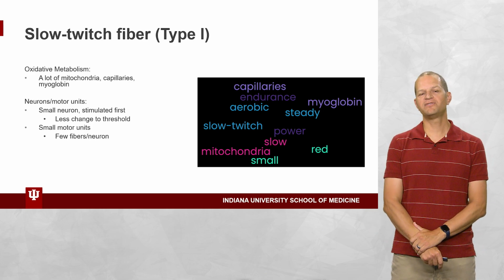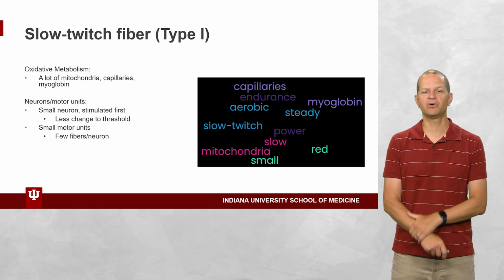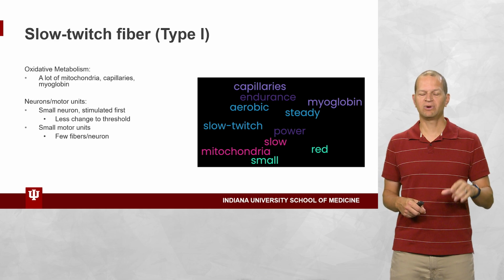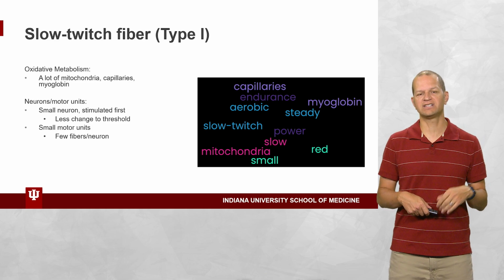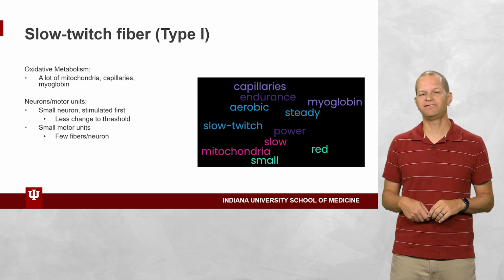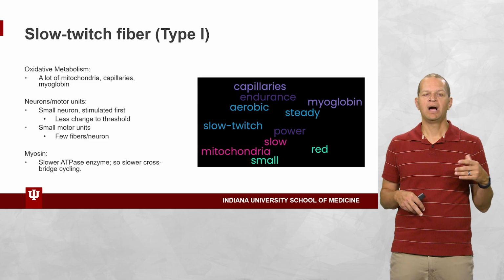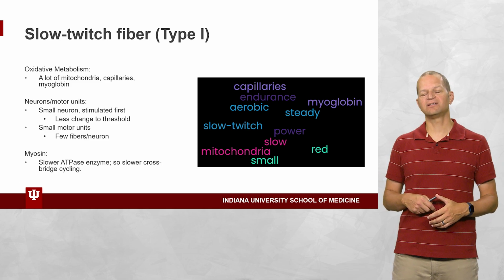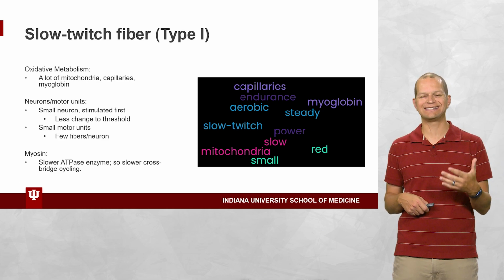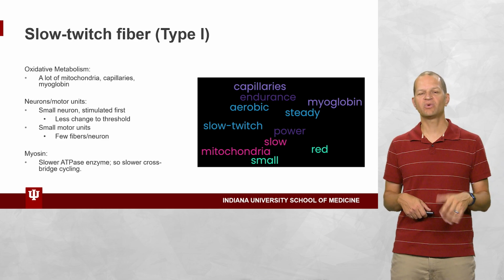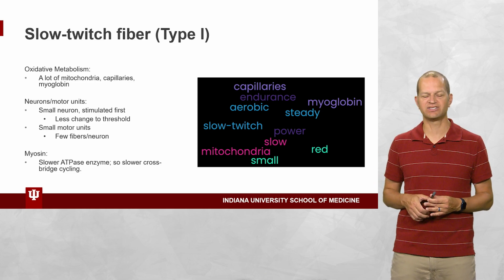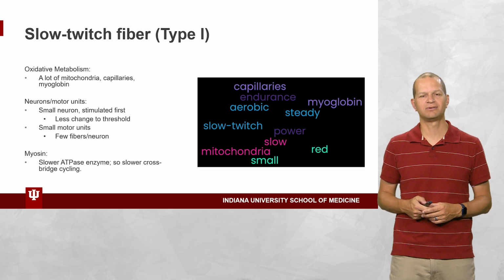When it comes to the neurons and motor units, they have small neurons that are stimulated first. It requires just a really small stimulus for them to reach threshold, but they only innervate a couple of fibers. The myosin ATPase, an enzyme on the myosin head that breaks down ATP, is relatively slow in these slow twitch fibers. And so it takes longer to go through the full cross-bridge cycle, so they don't pull the rope quite as fast.